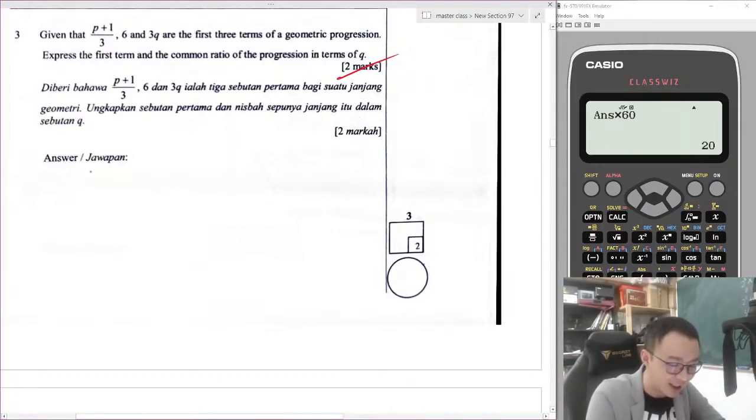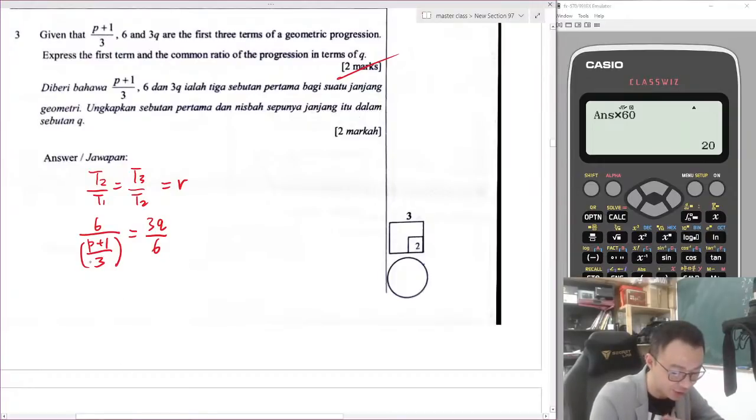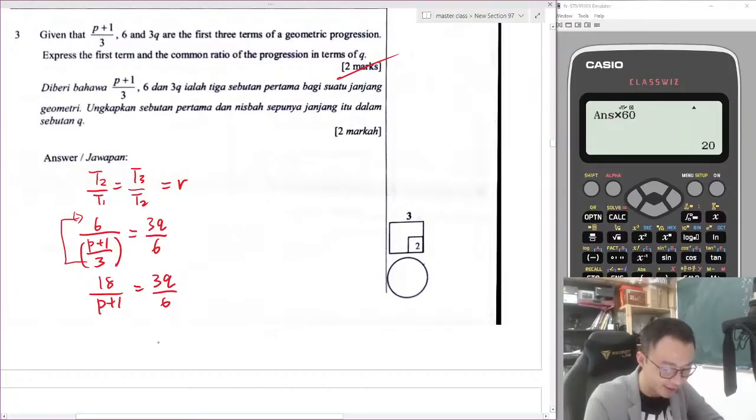So therefore, I know T2 over T1 equals T3 over T2. This is for the common ratio, isn't it? So 6 over (P plus 1 over 3) equals 3Q over 6. The 3 can multiply the top, so I get 18 over (P plus 1) equals 3Q over 6. Then it doesn't seem very helpful here. I will leave the equation like this first because I have P and Q here.